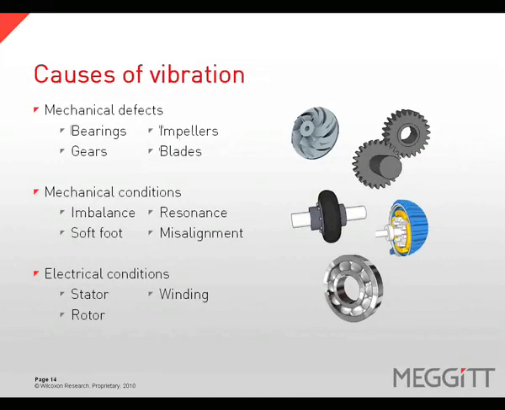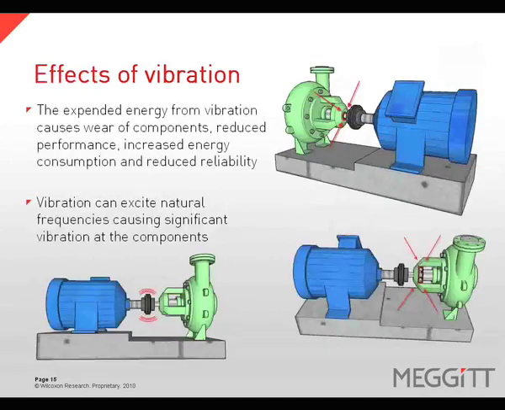There are many causes of vibration, including mechanical defects, such as bearing damage or broken gears, mechanical conditions, such as resonance or misalignment, and electrical conditions, such as electric motor defects. Vibration can have negative effects on equipment. The expended energy from vibration causes wear of components, reduced performance, increased energy consumption, and reduced reliability. Vibration can also excite natural frequencies, causing significant vibration at the components.